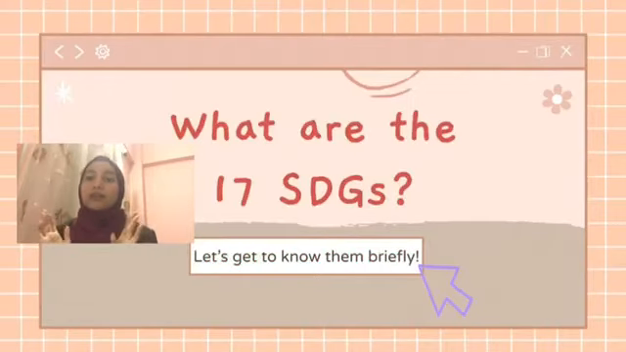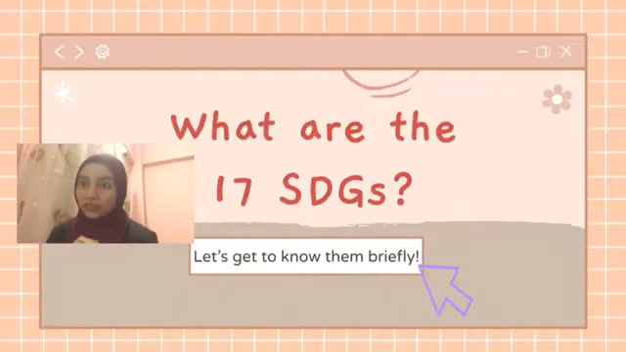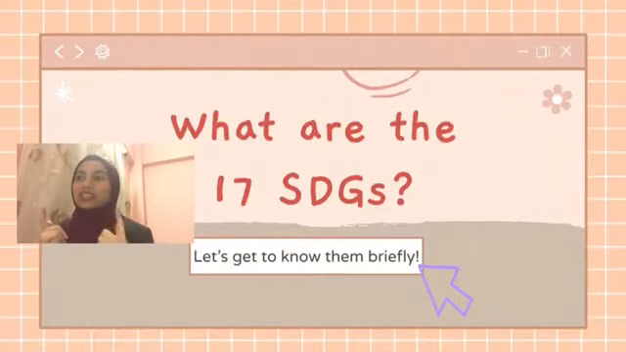So now that we've got a brief idea on what are the Sustainable Development Goals, I have also mentioned about 17 SDGs. So what are the 17 SDGs? So let's get to know more about them. Just a little FYI, there are only 2 targets that will be mentioned in this table, as I will only explain briefly.